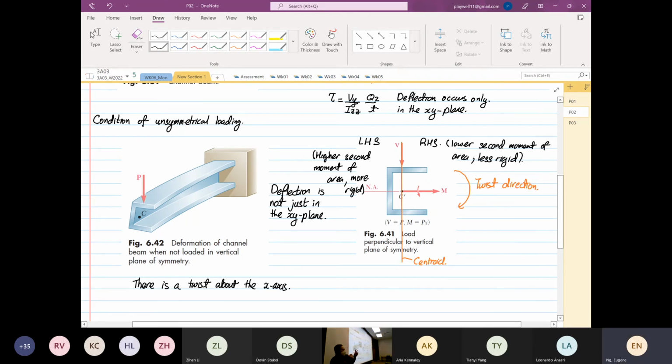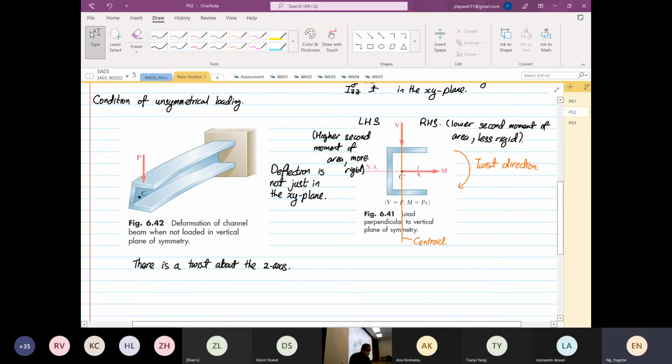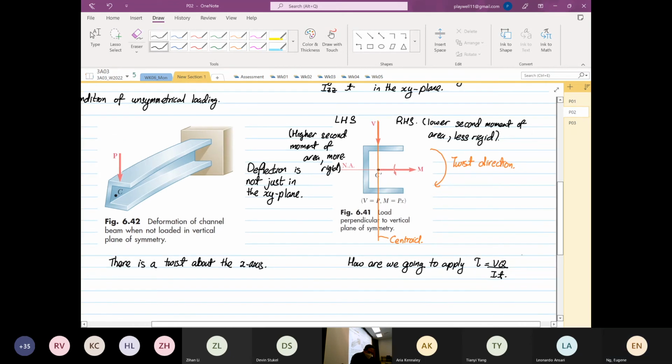Okay. So that is why the twist is in that direction. Now, the next thing is this, okay? Like typical engineers. How are we going to apply that the shear stress is equal to VQ over IT? How are we going to apply this formula?